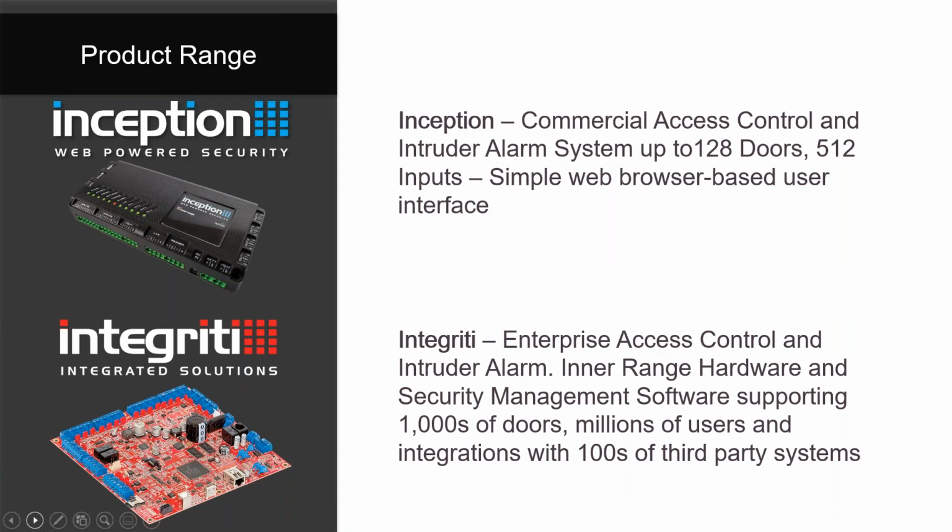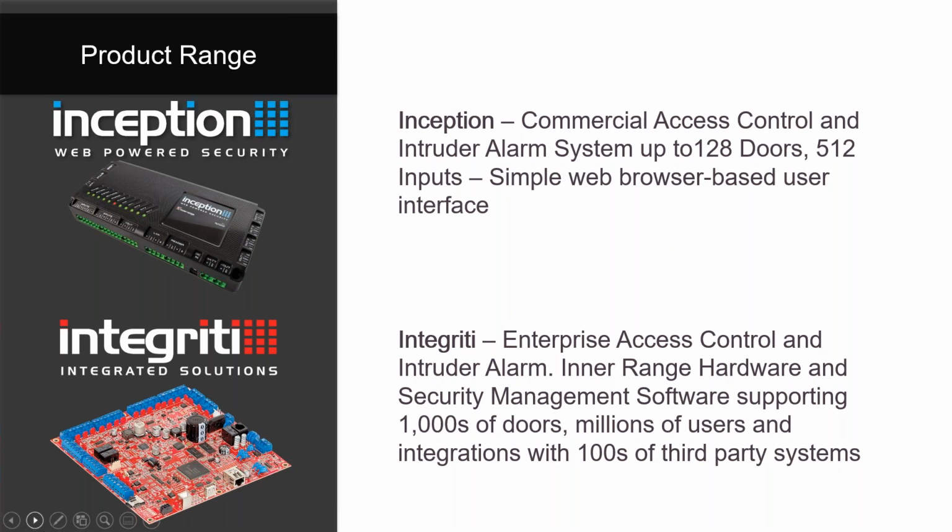One of the things you should know is that in Arrange, we have two product lanes. The first one we call Inception. Inception is a commercial access control and intruder system that can manage up to 128 doors and 512 inputs. The nice thing about Inception is you don't need a server to run it. You use web-embedded software inside the controllers, so we can use it for inter-market requirements.